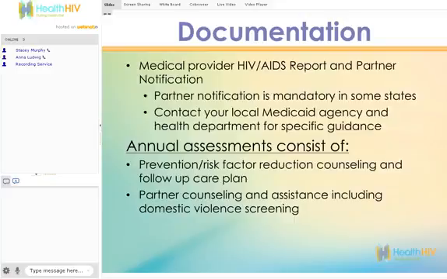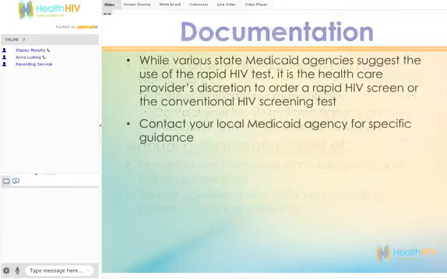Additional documentation points: the medical provider HIV/AIDS report and partner notification. Again, you have to check with your local Medicaid state agency because some states require it and some don't. Annual assessment documentation should consist of prevention, risk factor reduction counseling and follow-up care plan, and partner counseling and assistance for domestic violence screening. So these are the components of the necessary documentation elements that should be in a medical record.